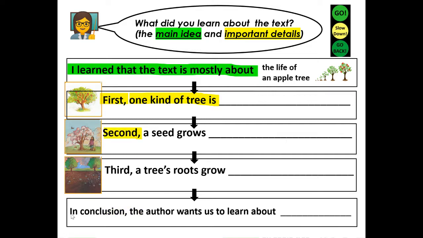Second, what's your second important detail that supports the main idea, that the text is mostly about the life of an apple tree? So second, a seed grows. Say your sentence out loud. Push pause, write your second sentence, and when you're finished, push play.